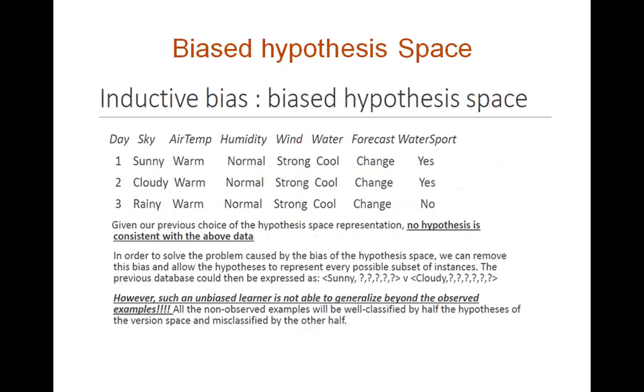See, when we go for inductive bias, problems will occur. What kind of problems? Just see here. Three examples are there: sunny, warm, normal, strong, cool, and change. Okay, positive example. Next, you have one more thing. Again, positive example there. This is the given data. But third example, when you see, okay, rainy, warm.